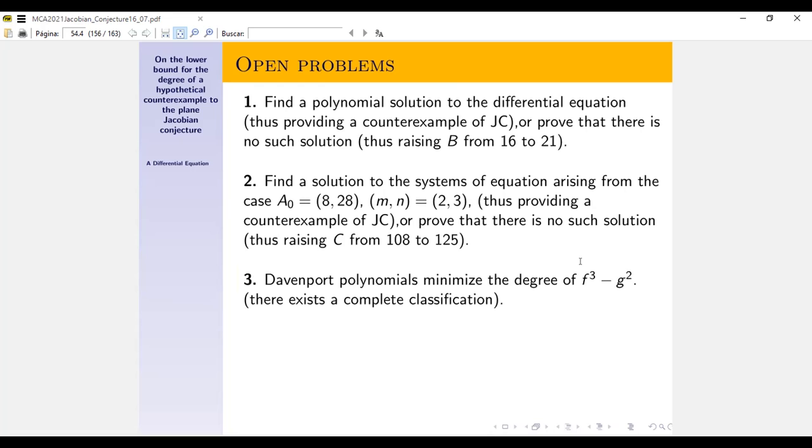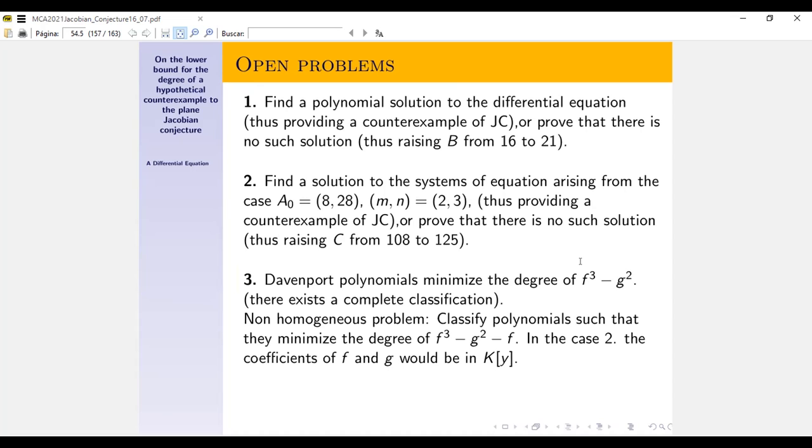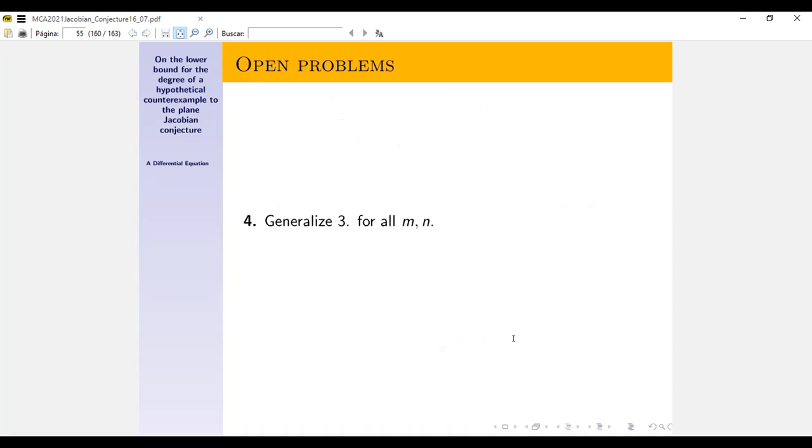So Davenport polynomials originally were tried to minimize the degree of F cubed minus G squared. And nowadays there exists a complete classification of these solutions. But if you try to classify the solutions to this problem, minimize the degree of F cubed minus G squared minus F, or minus lambda F, I'm not sure, then you can solve some cases of these families. All the cases with 2 and 3 could be solved. Okay, the goal is to discard all cases with M, N being 2, 3. And if you can generalize this, then maybe you could prove the Jacobian conjecture.